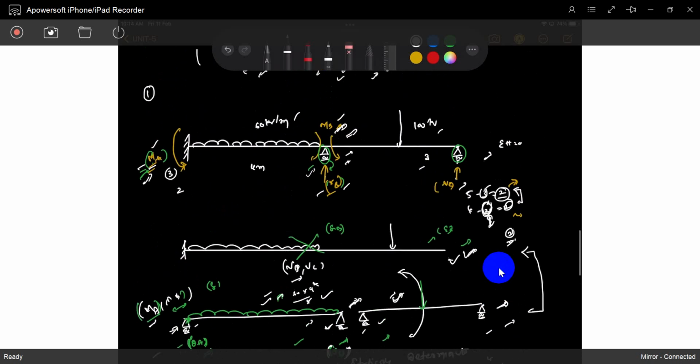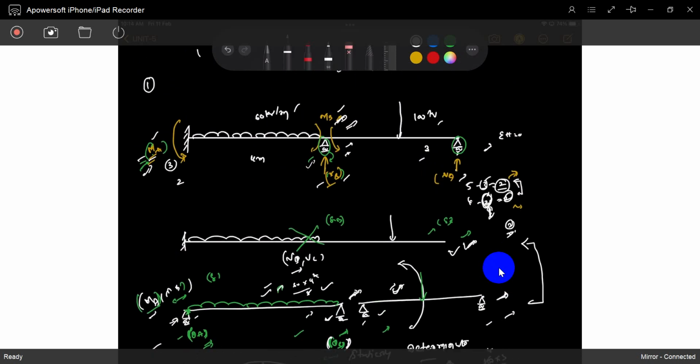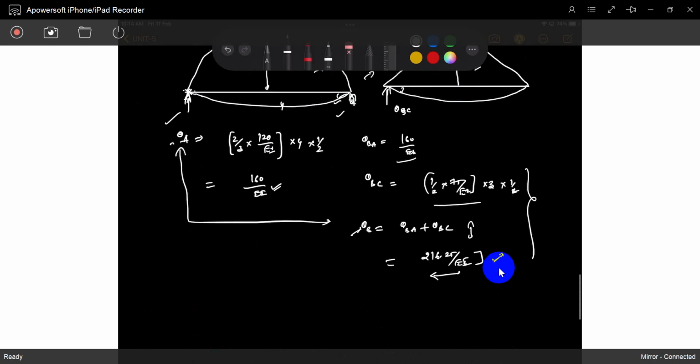But I will say this is somewhat tricky. How is it tricky? I will take MB as a hogging moment. You can take hogging or sagging, anything. So how is it acting if it is a hogging moment? If you write a free body diagram, how is it acting? Hogging will act for this beam in this direction, for this beam in this direction.